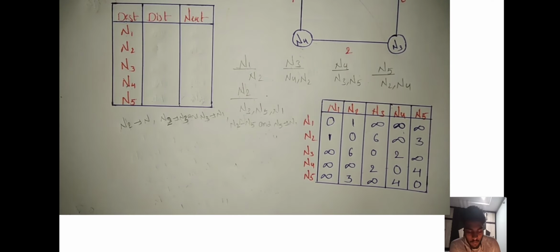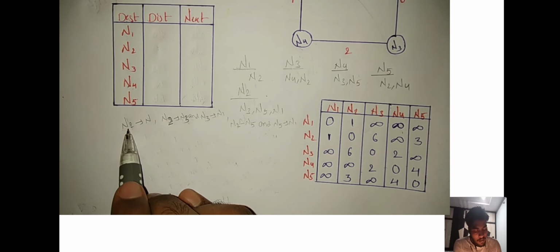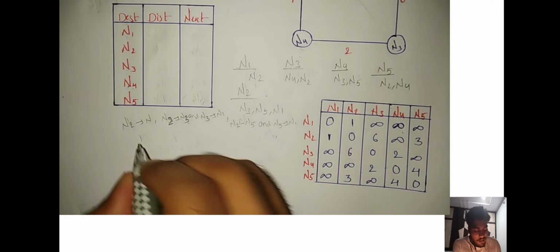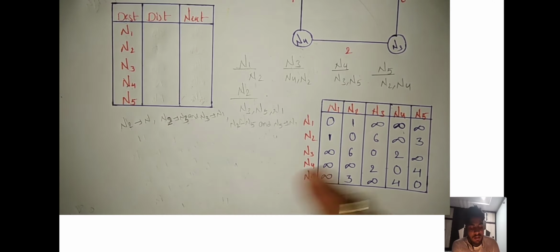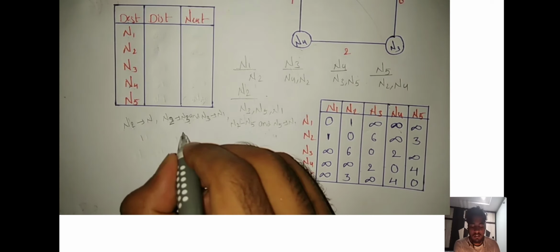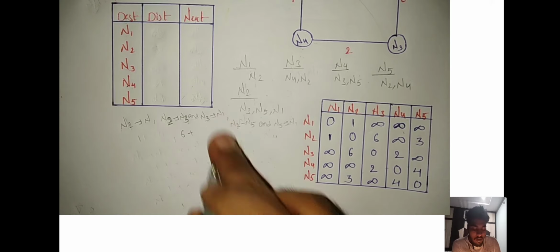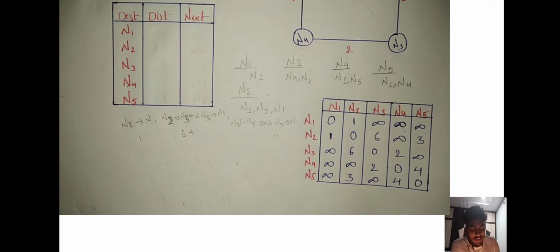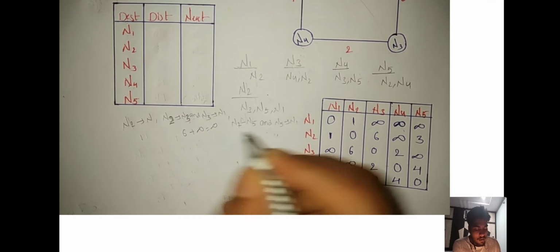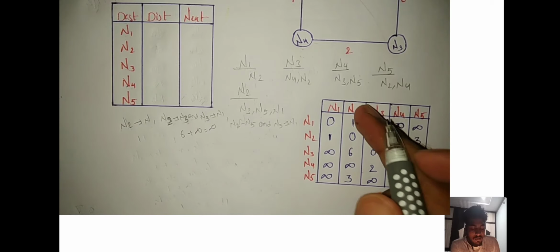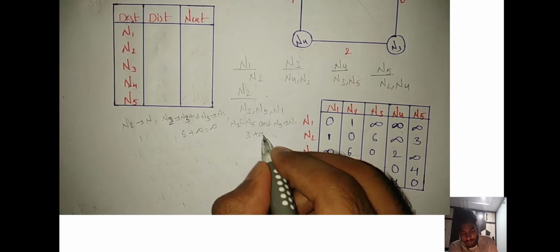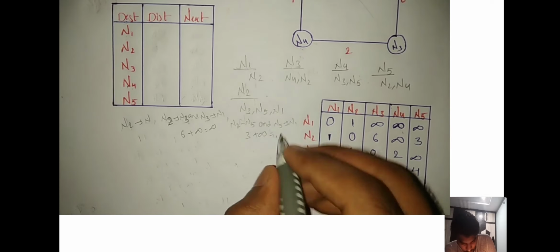Now what is the distance from n2 to n1? n2 to n1 is 1. What is the distance from n2 to n3? n2 to n3 is 6. Plus what is the distance from n3 to n1? n3 to n1 is infinity because there is no direct link between n1 and n3. So the distance here is infinity. What is the distance from n2 to n5? n2 to n5 is 3. Plus what is the distance from n5 to n1? n5 to n1 is infinity because there is no direct link between n5 and n1. So the distance is infinity.